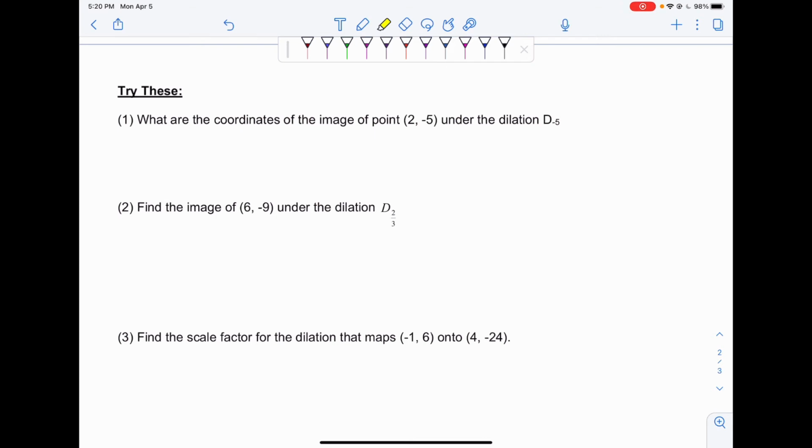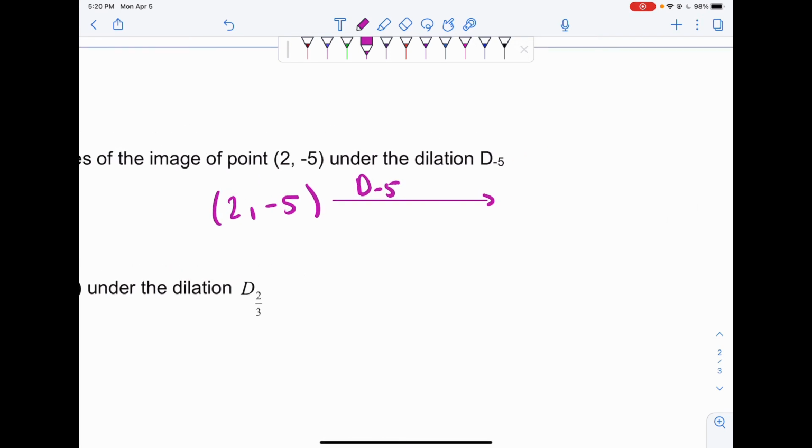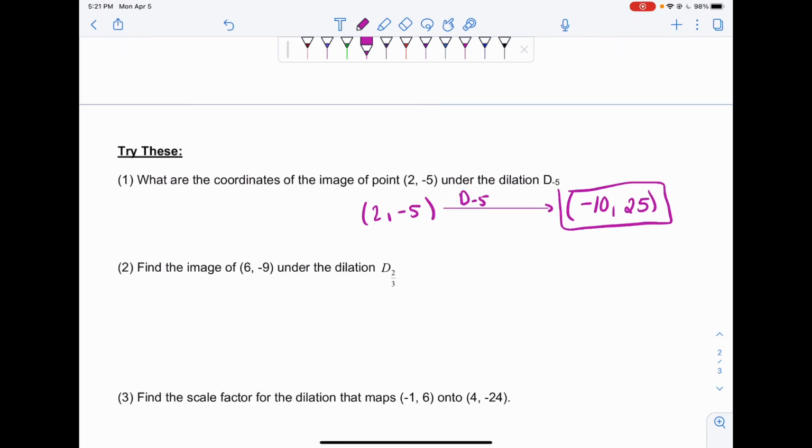So what we're going to be doing is we simply just want to multiply our x and y coordinates by -5. So what I like to do, I hope Miss Colorundo likes to do this, is I write down my 2, -5, and I'm going to draw an arrow, and I do D, -5. And what that means is I'm going to multiply my 2 by -5 and my -5 by -5. So 2 times -5 is -10, and -5 times -5 is 25. And this is your final answer.